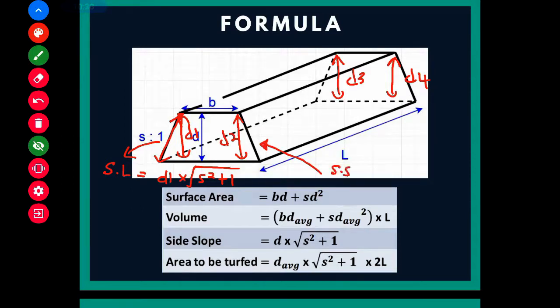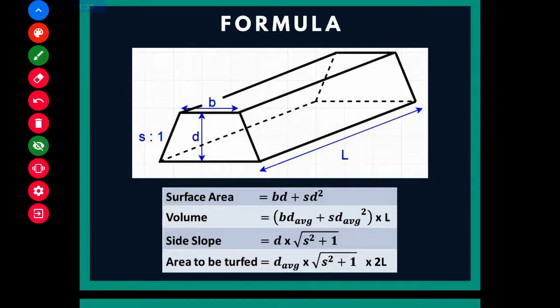So side slope here equal to d2 times the square root of s squared plus 1. For the last one, area to be turf, so let's say this is d1, d2, d3 and d4.